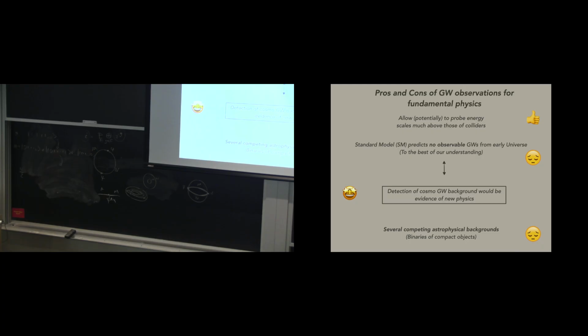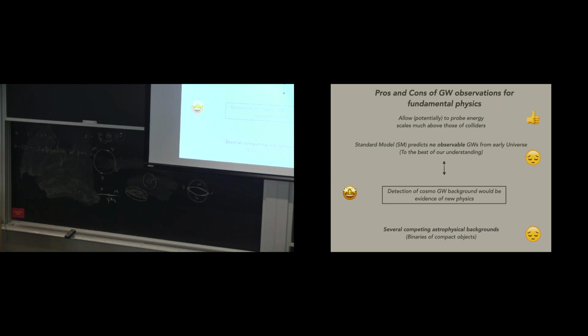Now I will give some words about some pros and cons of gravitational wave observations for fundamental physics. Again, some of these statements I will justify later in the talk. So of course, as I just said, potentially these observations can probe scales that are very high, potentially up to this very high temperature of 10 to the 16 GeV.